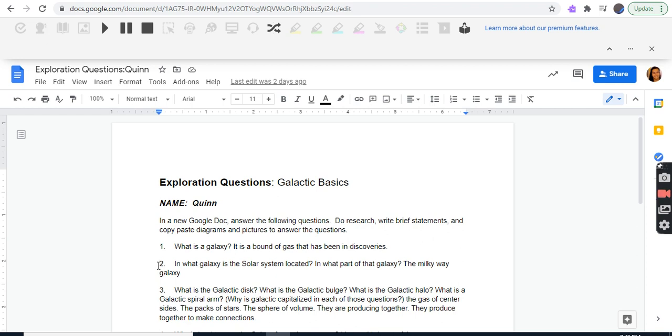What is a galaxy? It is a bound of gas that has been in discoveries. 2. In what galaxy is the solar system located? In what part of that galaxy? The Milky Way galaxy.